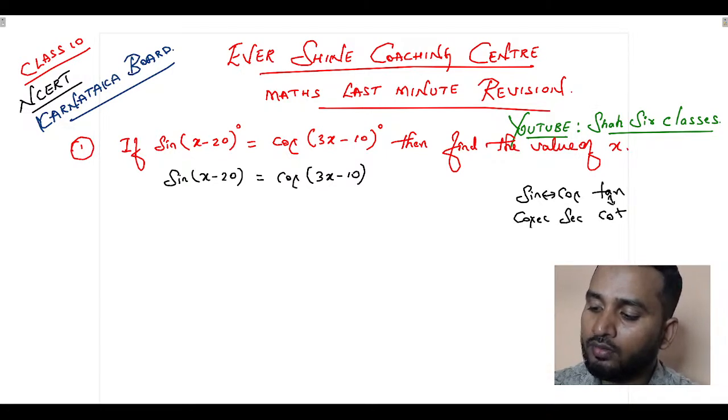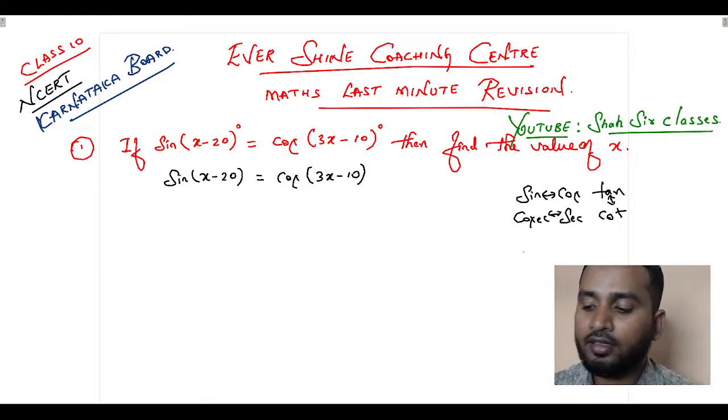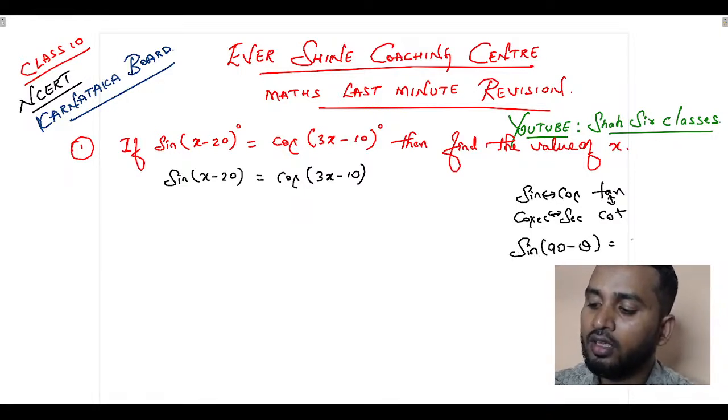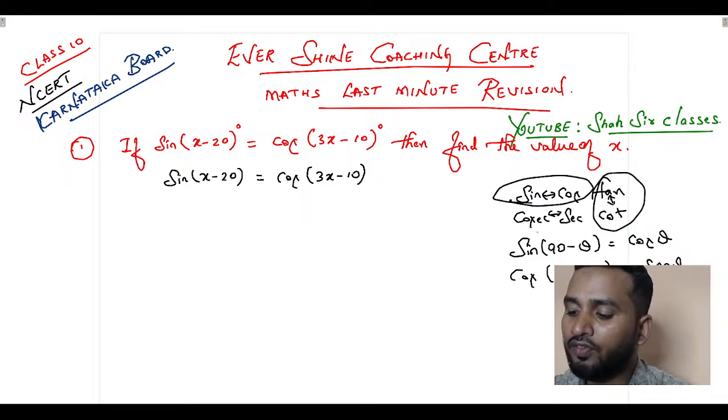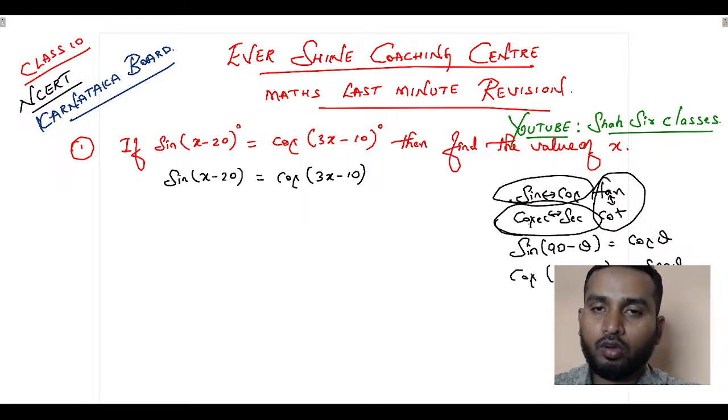Remember, sine, cos, tan, cot, cosecant and secant: sine of 90 minus theta is equal to cos theta. Similarly, cos of 90 minus theta is equal to sin theta. Is this clear? Sine of 90 minus theta is cos theta, cos of 90 minus theta is sin theta, tan of 90 minus theta is cot theta, cot of 90 minus theta is tan theta, secant of 90 minus theta is cosecant theta, cosecant of 90 minus theta is secant theta.